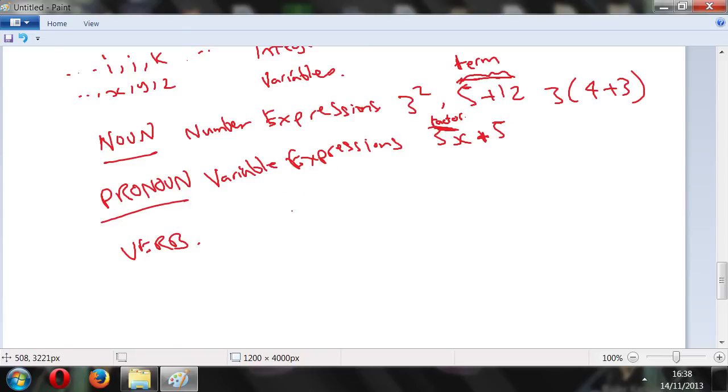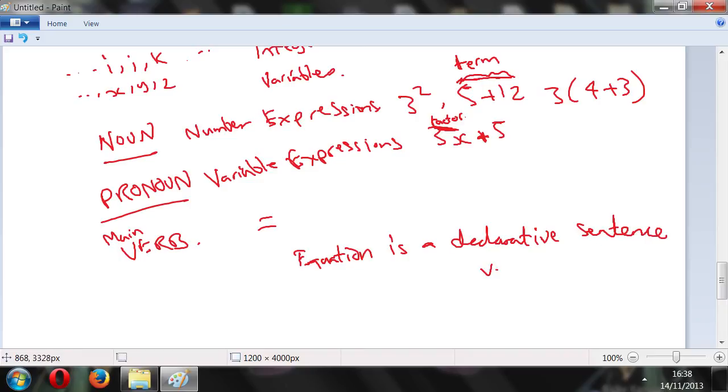And then the verb is simply, well, the main verb is the equal sign. And that's how we get to doing equations. So an equation is a declarative sentence, and the verb is equals. Well, it's not really a verb, is it? But for all intents and purposes, it is.